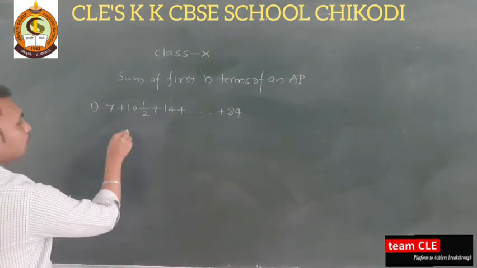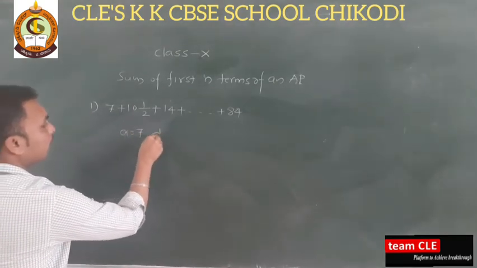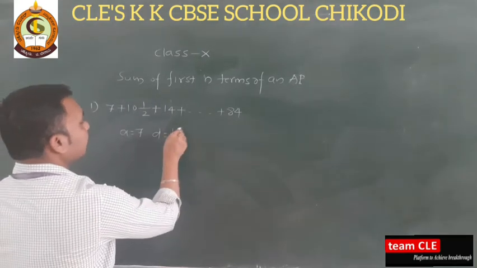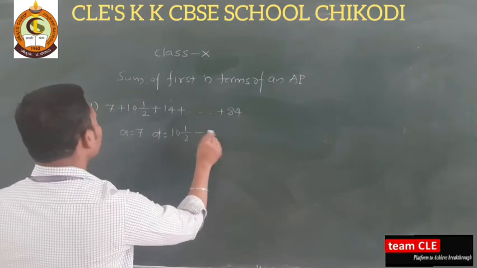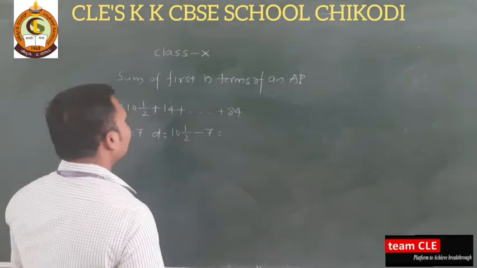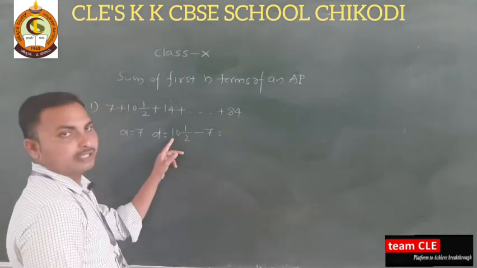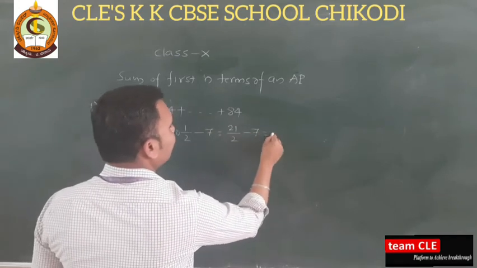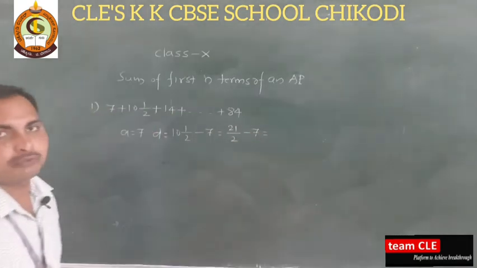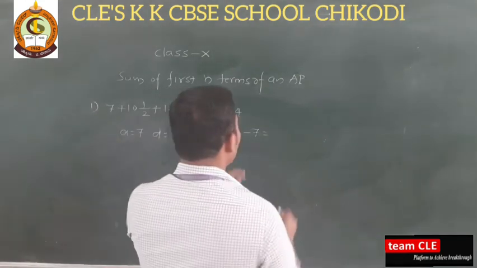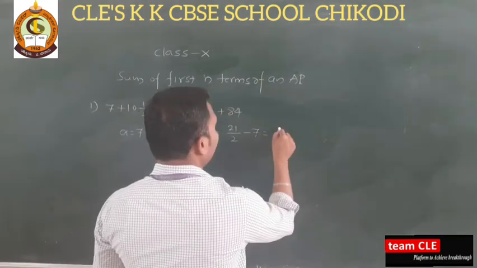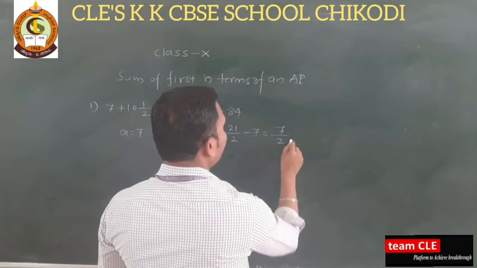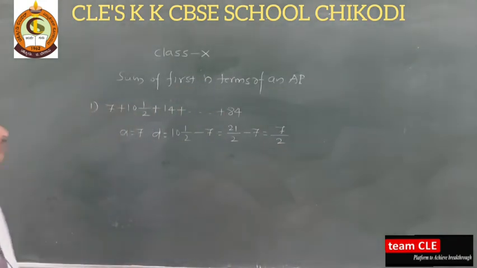First term A we have 7, common difference we need to find. So to find common difference, 10 and 1 by 2 minus 7. So 10 2s are 20 plus 1, 21 by 2 minus 7. So 2 7s are how much will get? 14. So now 21 minus 14, we'll get 7, 7 by 2. Common difference is equal to 7 by 2.